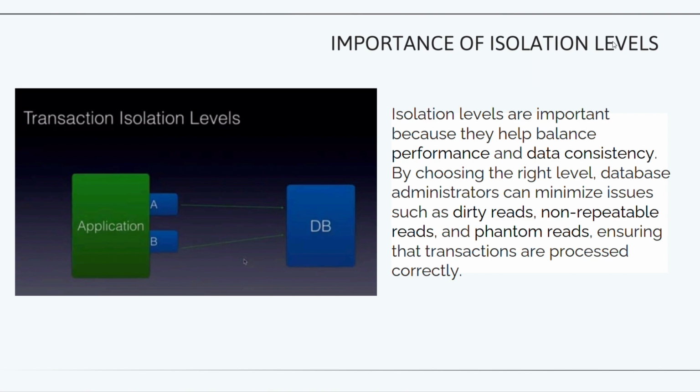The isolation levels are important because they help in balancing performance and data consistency. By choosing the right level, database administrators can minimize issues such as dirty read, non-repeatable read, and phantom read, ensuring that transactions are processed correctly. You can see here the diagram: applications are there, and their transactions A and B are present in the database.